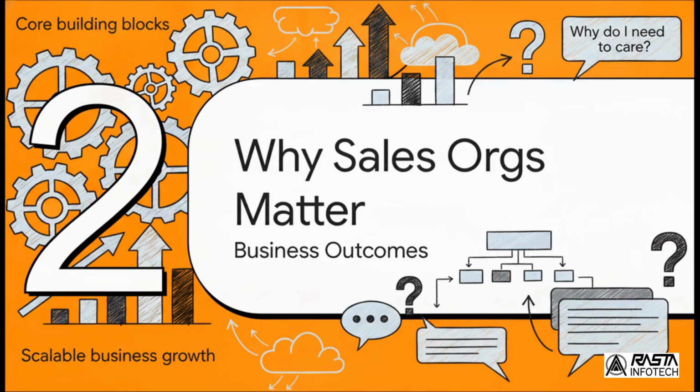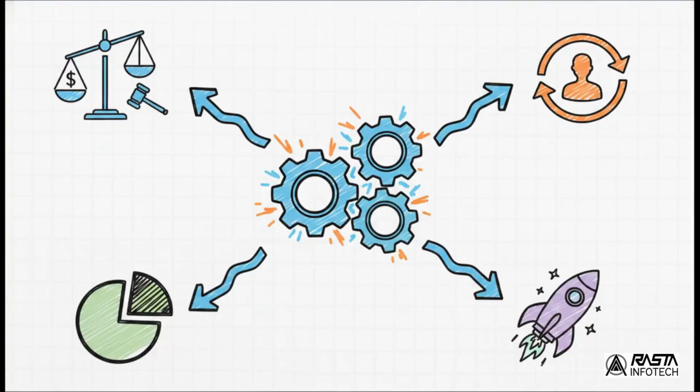Moving on to Section 2, why sales organizations matter. Let's connect this to some real business outcomes. Now, if you're a business leader or an enterprise architect watching this, you might be asking yourself why these specific labels even matter. So, the crucial point is this. These technical elements are directly tied to massive business outcomes.